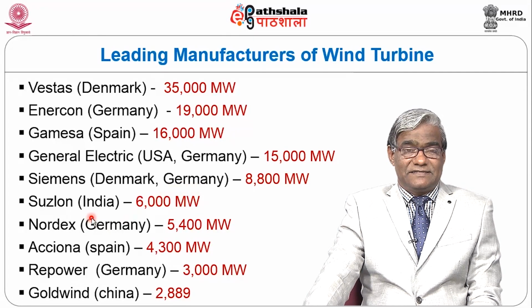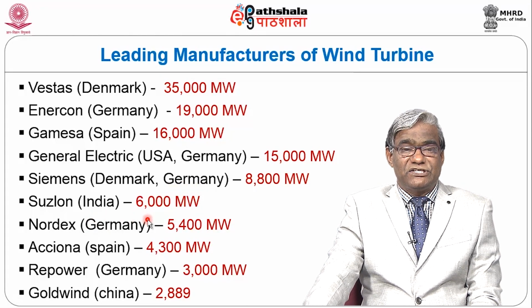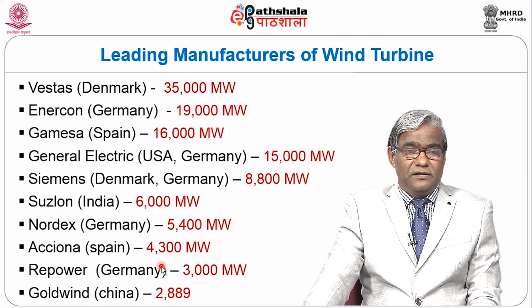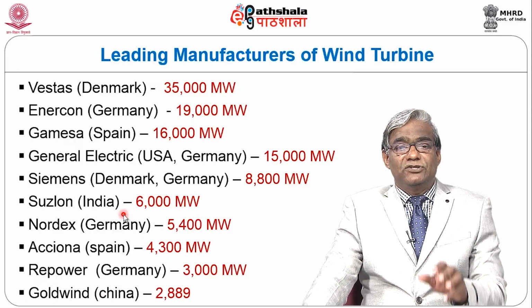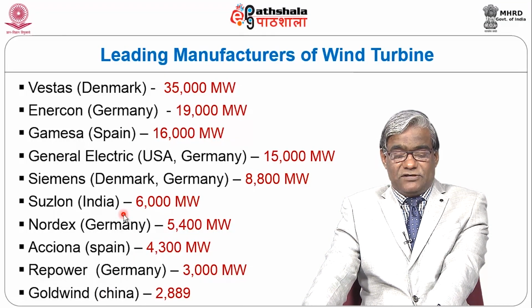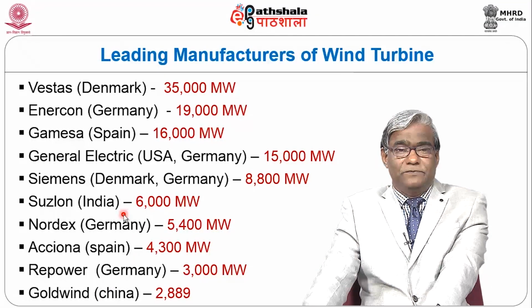Suzlon, indigenous from India, has installed about 6,000 megawatt. Nordex, a German based company, has installed 5,400 megawatt, and Acciona, a Spanish company, 4,300 megawatt already. Repower, a German based company, has installed 3,000 megawatt. Goldwind, a Chinese company, has installed 2,889 megawatt. And these are the leading manufacturers of wind turbines around the globe.